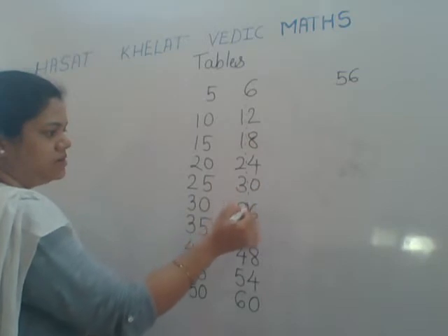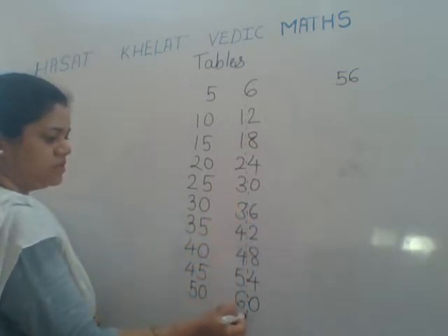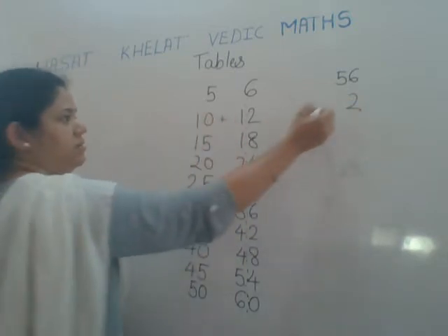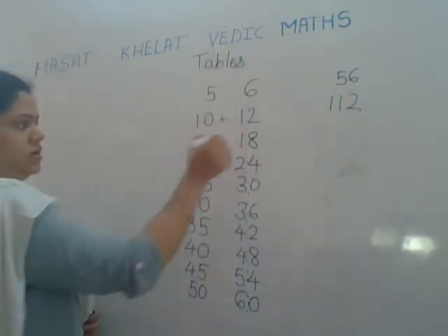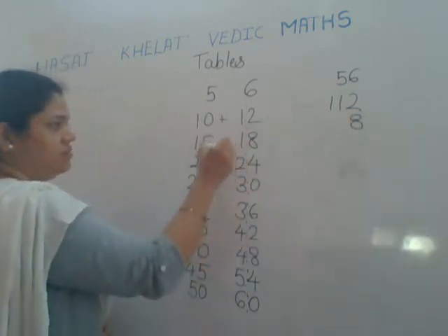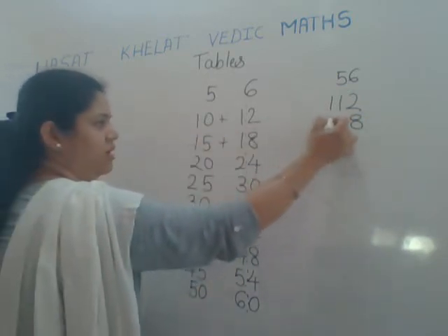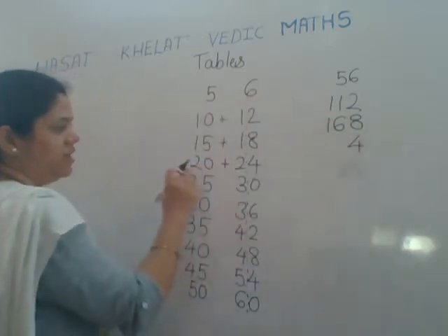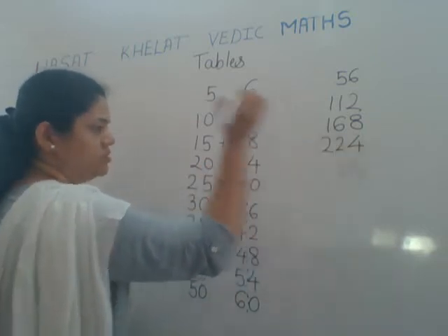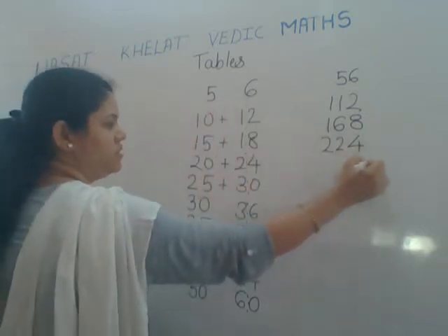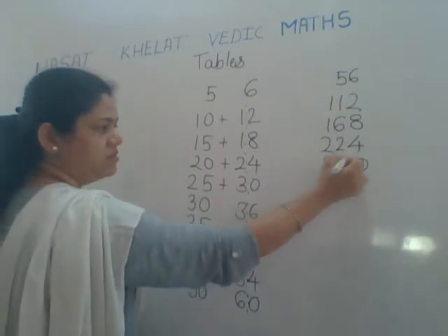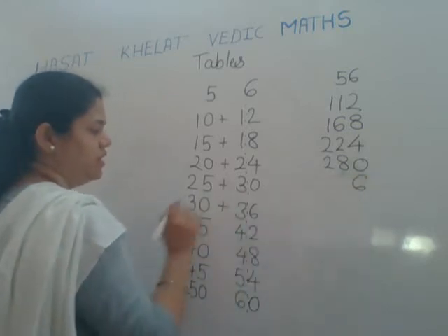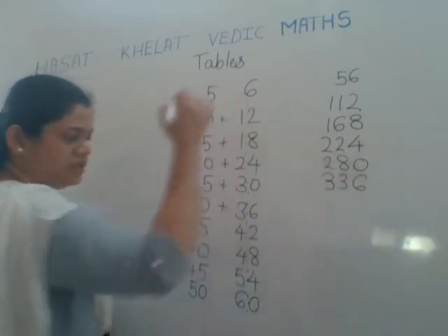We'll separate the two-digit numbers. I will write here 2. This one will get added with 10. It will become 112. Again, I will write here 8 and add this one with 15. It became 168. Again, 4 here and 20 plus 2, 22. Again, 0 here and 25 plus 3, 28. Then 6 and 30 plus 3, 33.